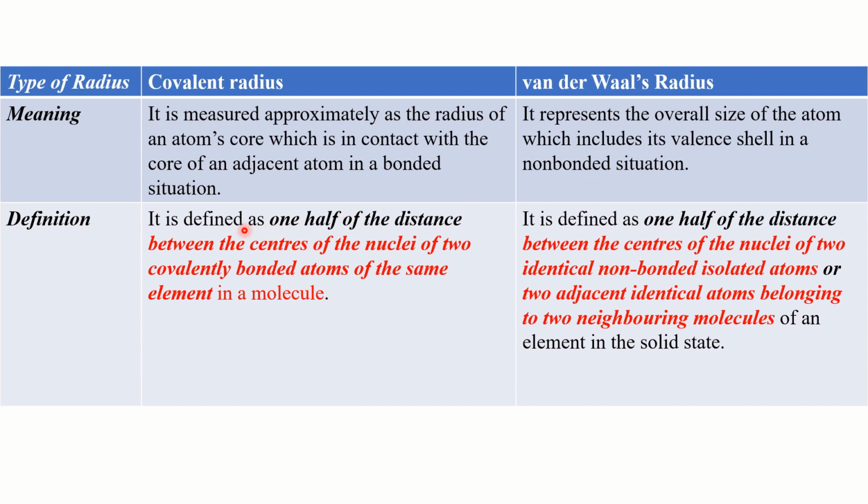Now, what is the definition of covalent radius? It is defined as 1/2 of the distance between the centers of the nuclei of two covalently bonded atoms of the same element in a molecule. Now, what is the definition of van der Waals radius? It is defined as 1/2 of the distance between the centers of the nuclei of two identical, non-bonded, isolated atoms. Or, it is defined as 1/2 of the distance between the centers of the nuclei of two adjacent identical atoms belonging to two neighboring molecules of an element in the solid state.